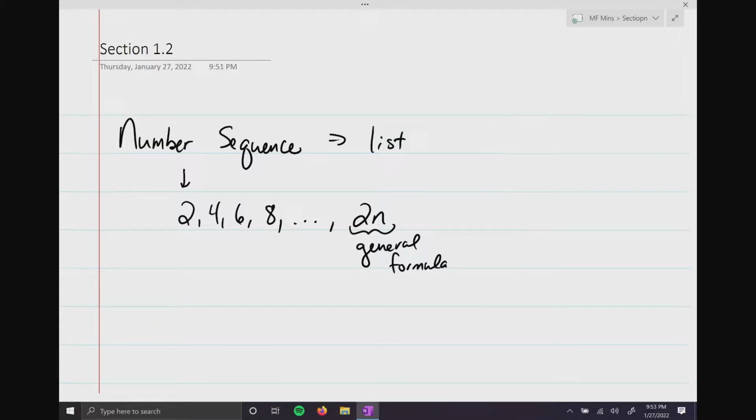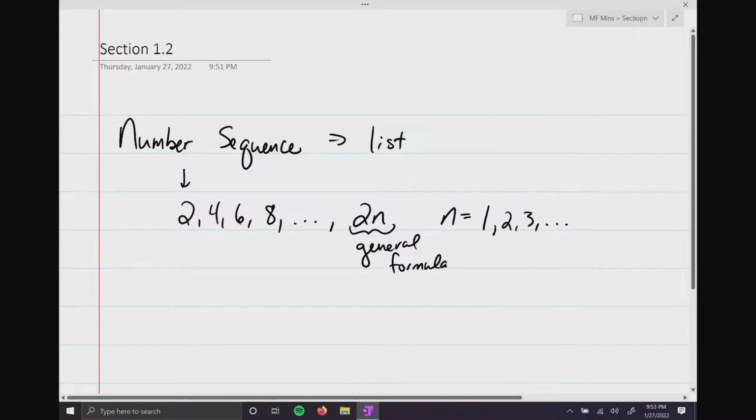And the thing that I always like to do, and it's not just me, this is everybody, is that when you come up with a general formula like 2 times n, you have to let me know what n is starting with, and then where it's going. Now, these 3 little dots that I wrote here and here are called ellipses, and they just mean to keep going. So if I use this general formula and let n equal 1, 2, 3, 4, and so forth, it's going to generate all of these numbers within my sequence, okay?